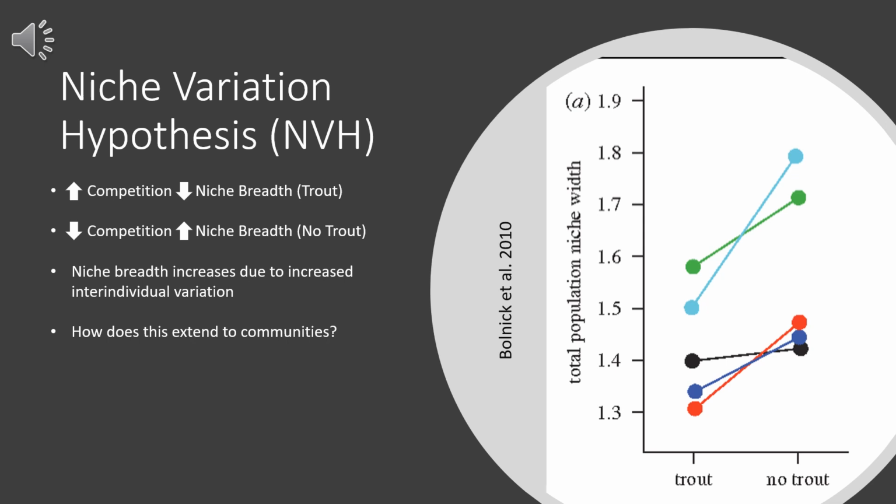Next, I was interested in using my stomach content data to calculate the niche breadths and therein test the niche variation hypothesis, which states that competition and niche breadth are inversely related for populations. As you can see in this figure on the right, in the presence of trout, the total population niche breadth of the other species of interest decreased. But I was interested in applying this to communities.